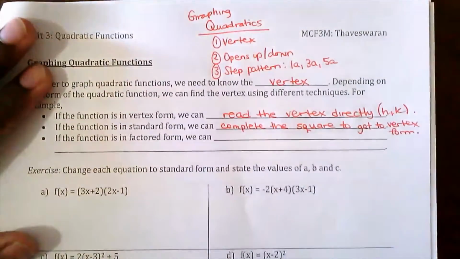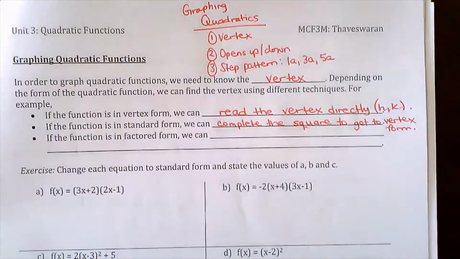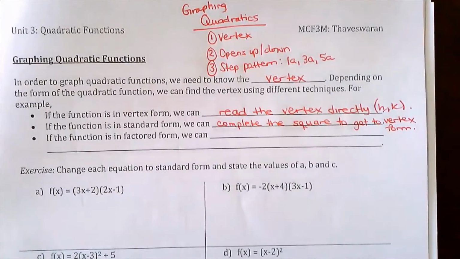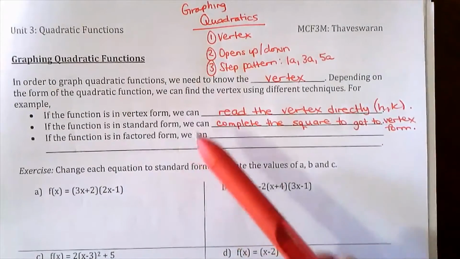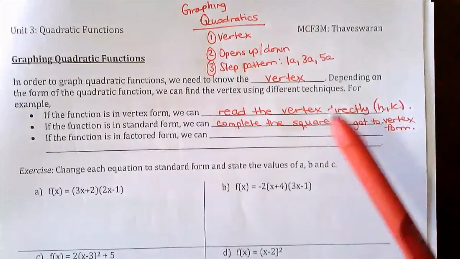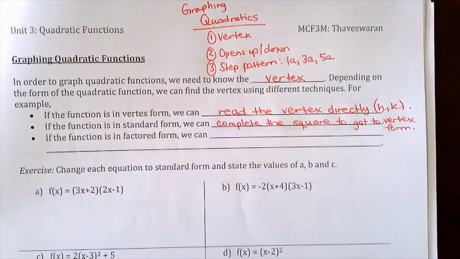So this is what you spent the last 2 lessons doing. So remember, last video was for 2 different lessons. So hopefully you practiced completing the square, and that can take you from standard form to vertex form so that you can read it directly off of it.